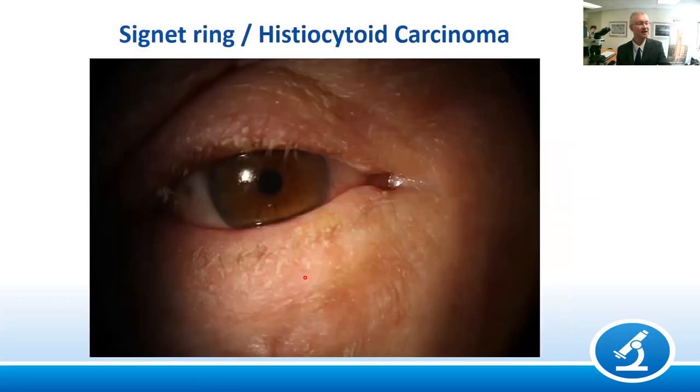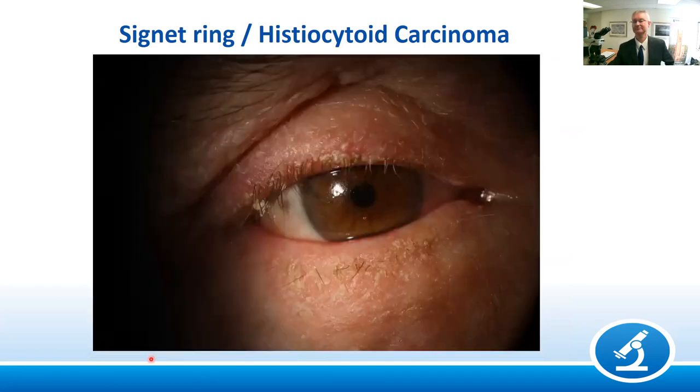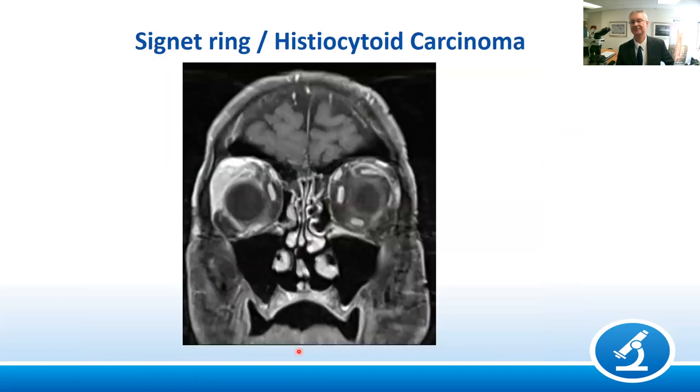Okay, I've got maybe a few minutes. I can run through this example of the signet ring histiocytoid carcinoma. This is an individual patient I had. You can see the thickening of the eyelids here, more so probably the lower than the upper, although the upper looks a bit heavy. On imaging, you see the signal change throughout the upper and extending into the lower lid.